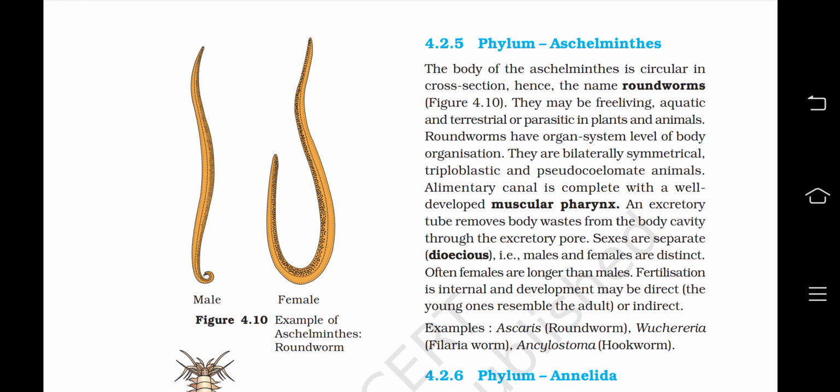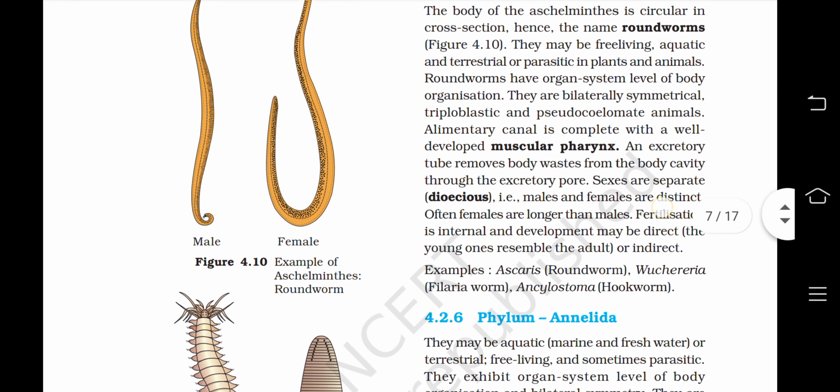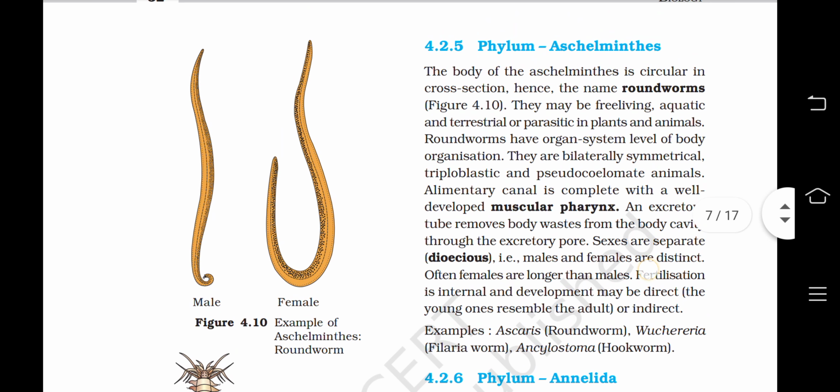The body of the Aschelminthes is circular in cross section, hence the name roundworms. Figure 4.10. Example of Aschelminthes, roundworm. One is male and the other one is female. So technically the female one is longer in comparison to the male one. They may be free living, aquatic and terrestrial, or parasitic in plants and animals.